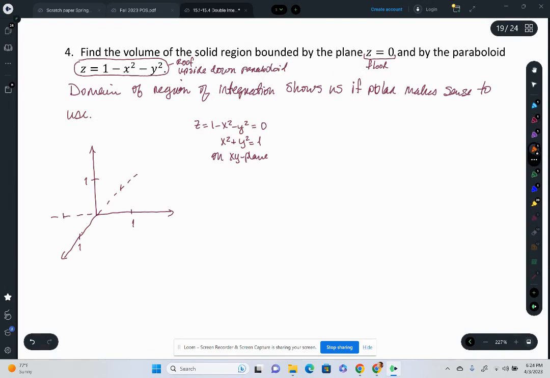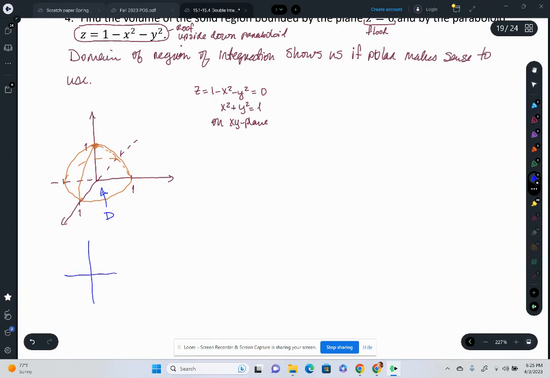All right, so I'm going to go ahead and draw that. Here's the top of my paraboloid. Kind of hard to draw, but that's about it. And my domain of integration, that's D. If we were to draw that, we just have a unit circle that we're dealing with.